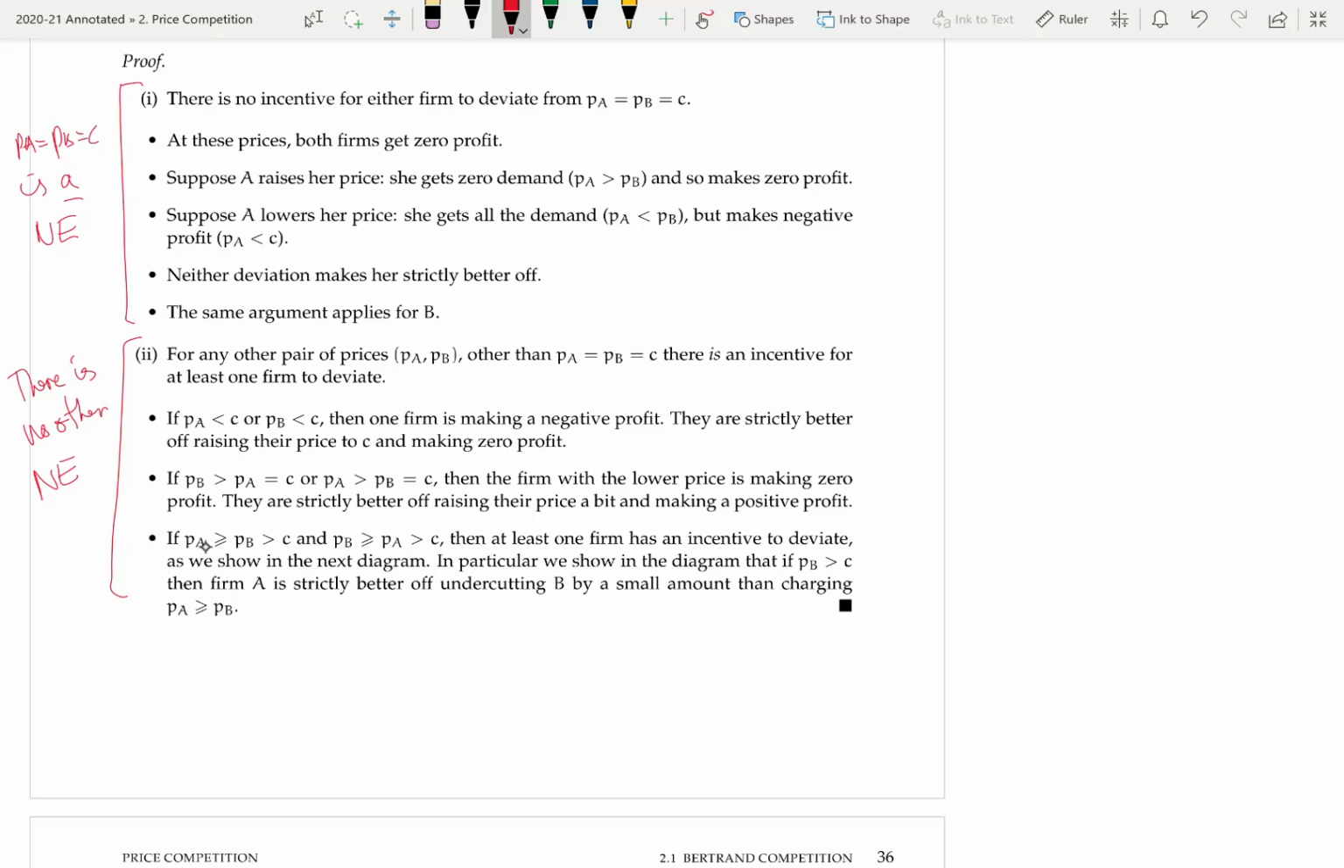Finally, we have the case where both firms' prices are above marginal cost. We're going to show again that at least one firm has an incentive to deviate, and we're going to use a diagram to show this. In particular, we're going to show that if firm B is pricing above marginal cost, then firm A is strictly better off undercutting B by a small amount than charging a higher price. So this can't be a Nash equilibrium.